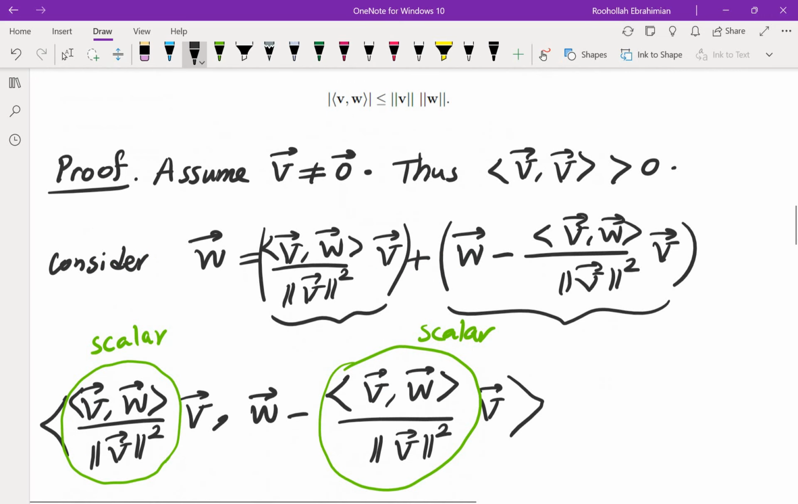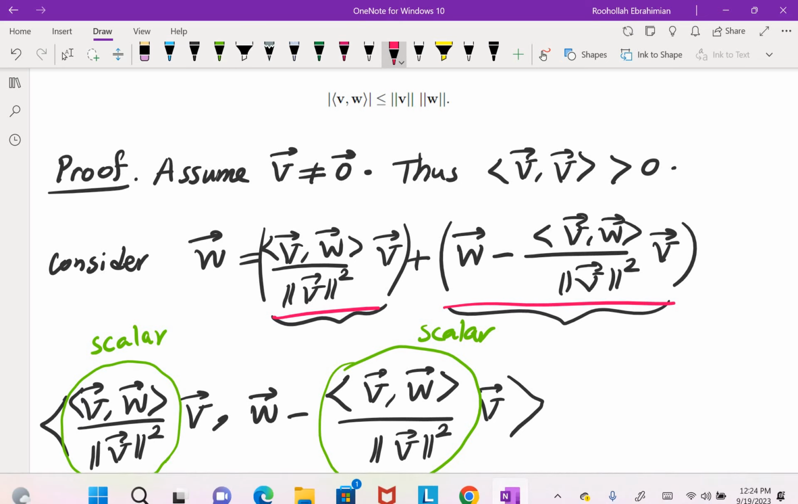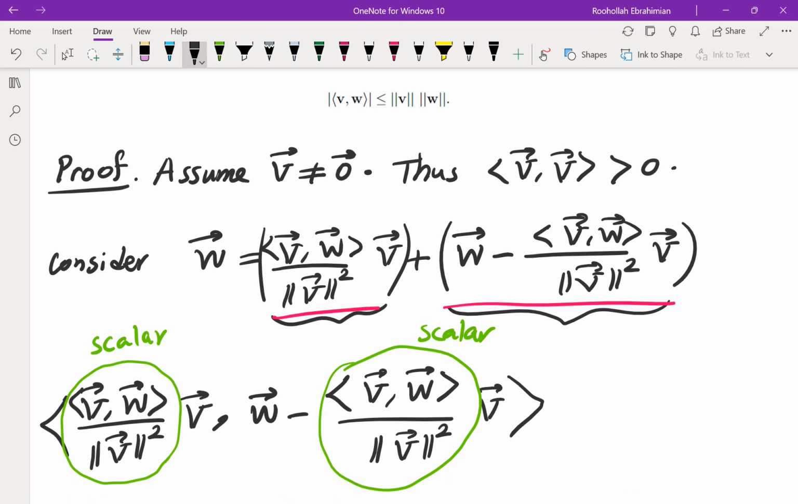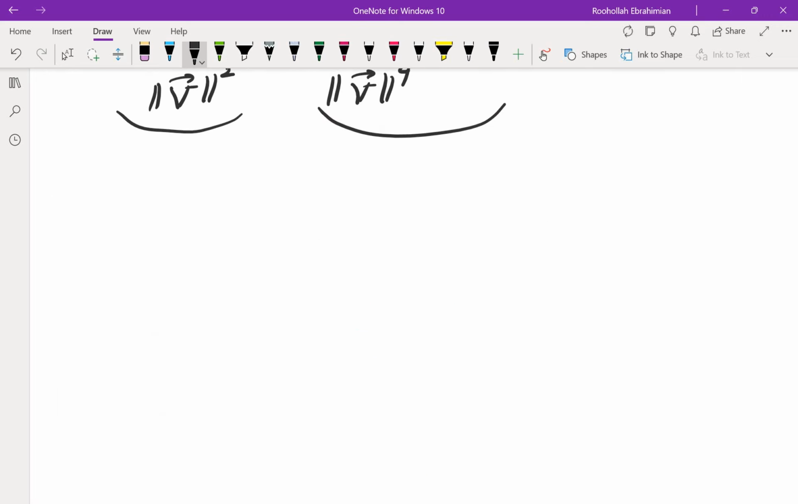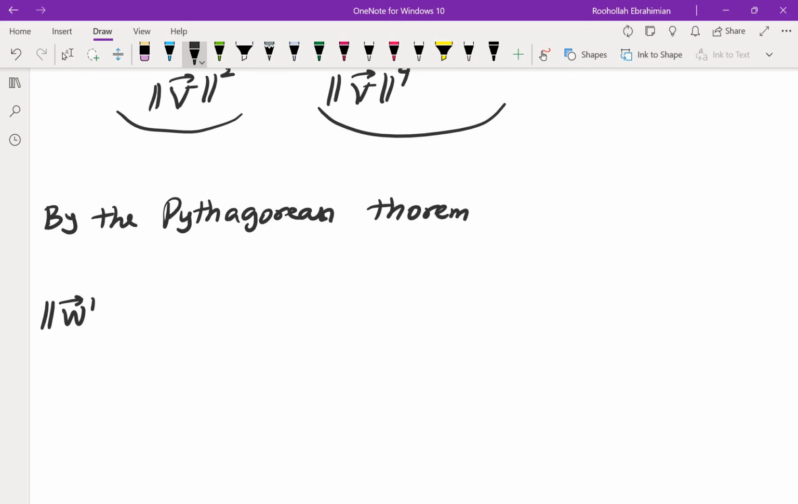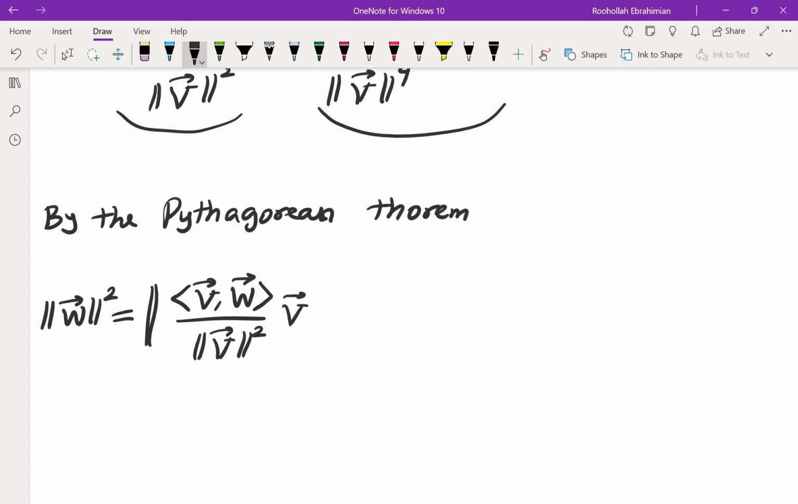Okay, so we showed that these two vectors are orthogonal to each other. Now I can apply the Pythagorean theorem. So by the Pythagorean theorem, the length of w squared is equal to the length of the inner product of v and w divided by the length of v squared, times v squared, plus the length of w minus that.